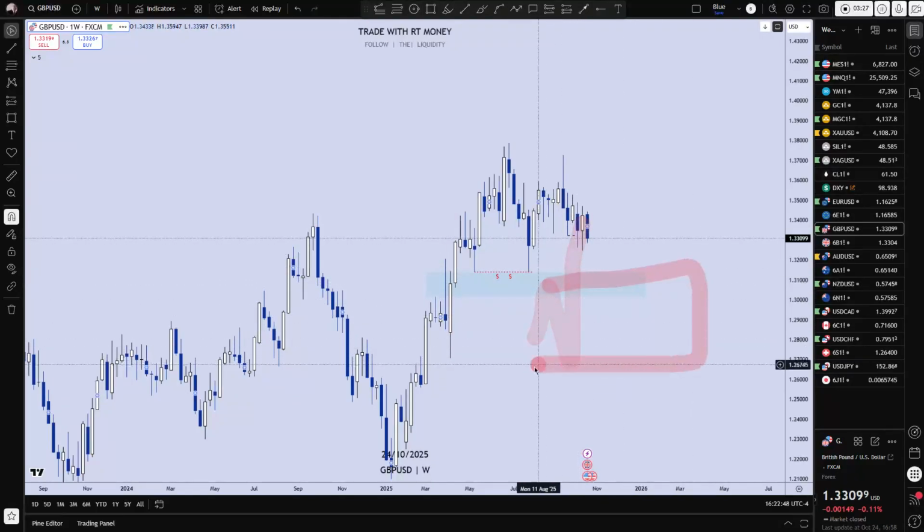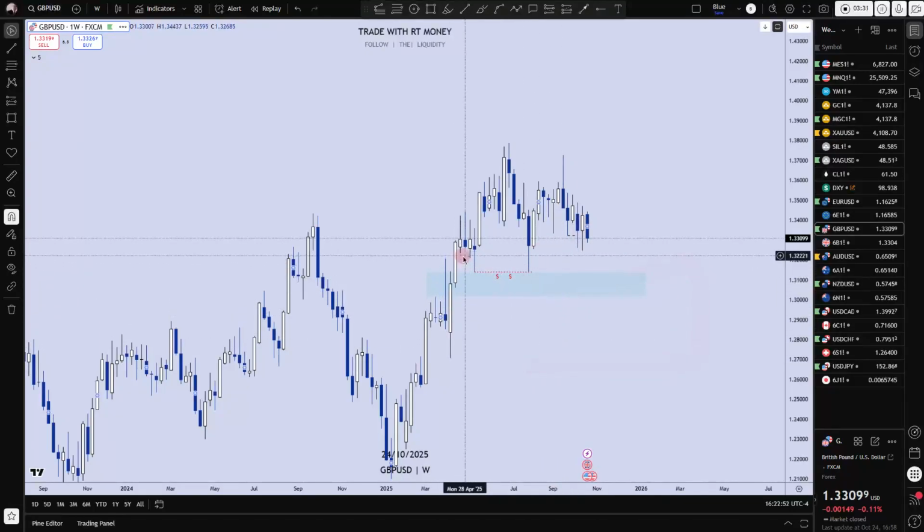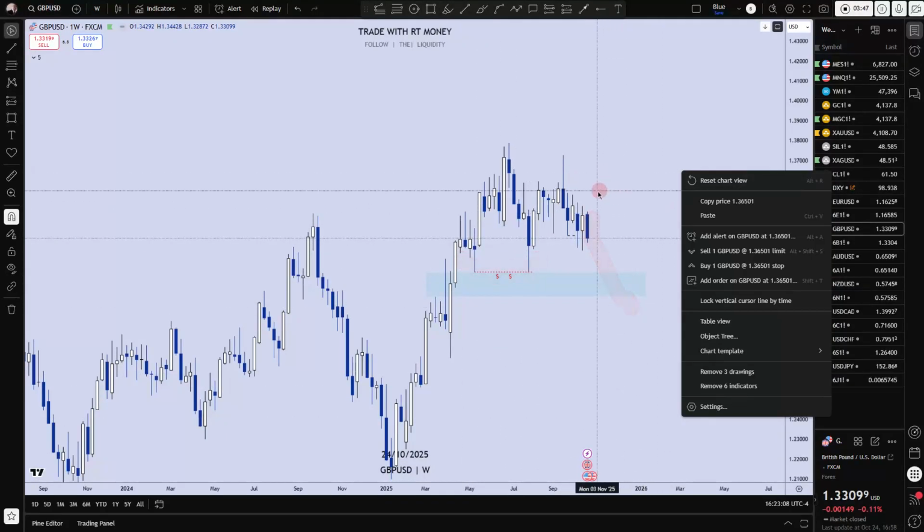This creates that area of demand, and price has already traded into this range. So when we come back through it, I don't expect it to hold. It's been weakened, and we have this draw on liquidity to bring price towards it. So I like this as a bearish market.